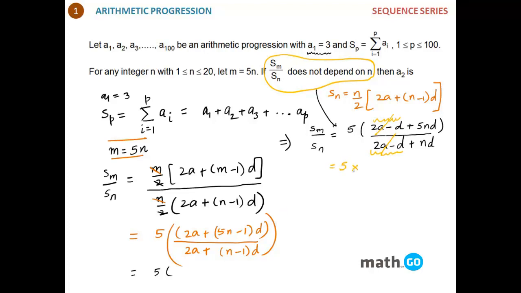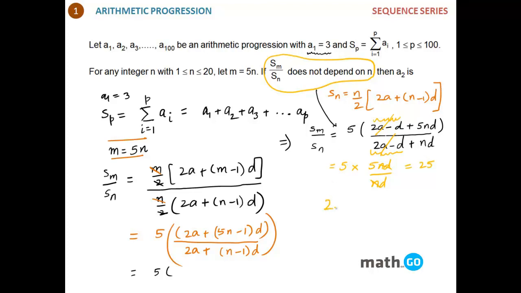You will be left with 5 into 5nd by nd, right? And then we can say these two things cancel out and we'll have a ratio of 25. But now this ratio is independent of n, right? And that was the target that we have in the question.